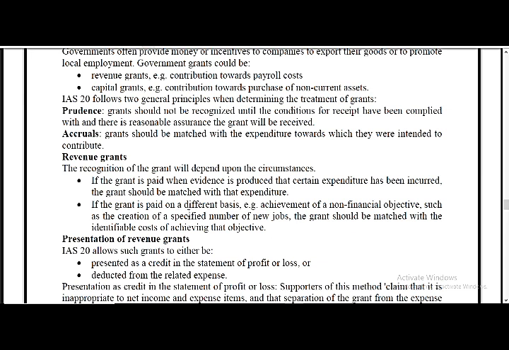Other one, if the grant is paid on a different basis like achievement of non-financial objectives such as creation of a specified number of new jobs, the grant should be matched with the identifiable cost of achieving the objectives. So for example, you are given the task to increase the employment up to 100 employees in this 12 months. Once you have achieved 50, you can match that 50 employees' grant with that expenditure. You should not match the other one, right? This is the simple one.